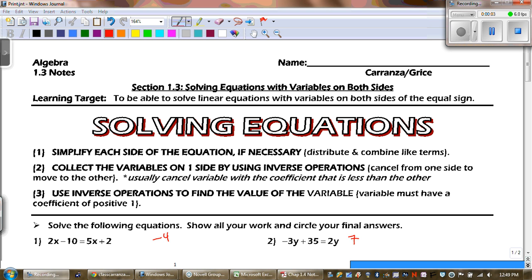Hey guys, this is Mr. Grice for Algebra 1, Unit 1.3 Notes, Day 1. Today we're talking about solving equations with variables on both sides. Our learning target today is to be able to solve linear equations with variables on both sides of the equal sign.